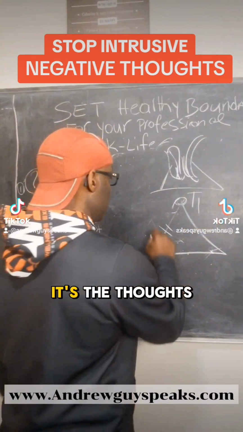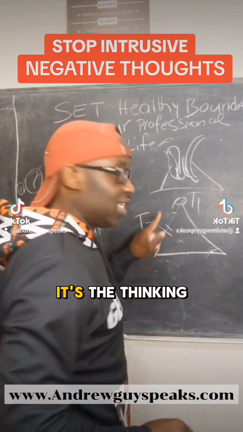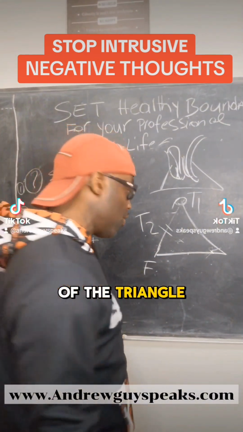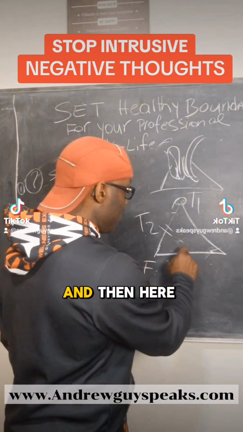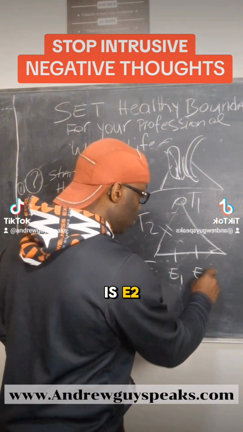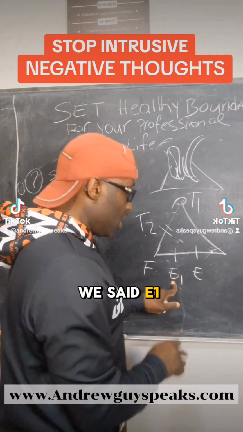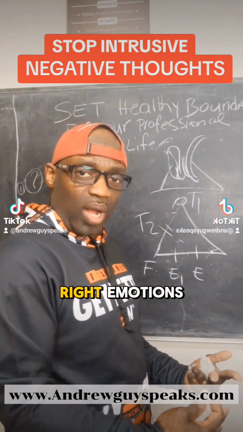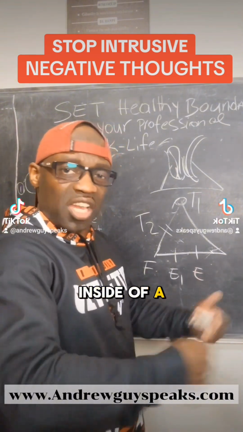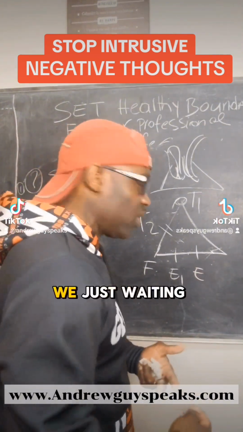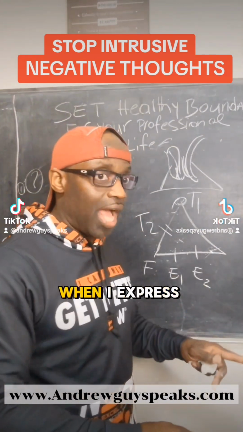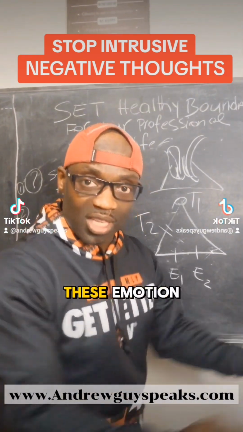T1, we said it's the thoughts. T2, we said it's the thinking. Then we said F on the lower left corner of the triangle is feelings. And then here is E1, and then here is E2. We said E1 is the emotions, right? We have these emotions, but they're still inside of us. They're bottled up inside of us, just waiting to burst, right? And then we said E2 is when I express these emotions.